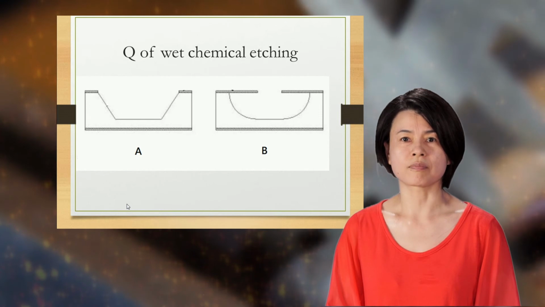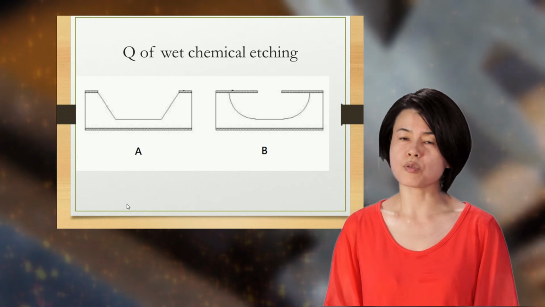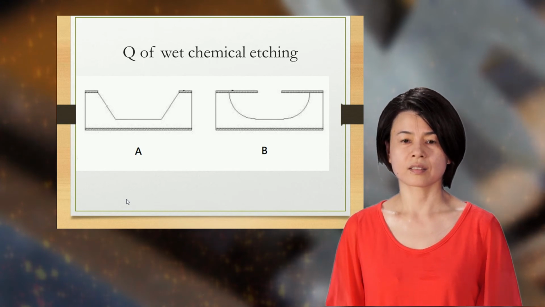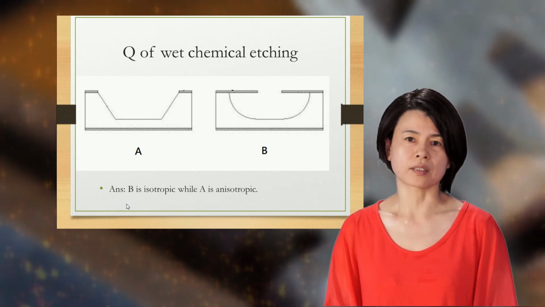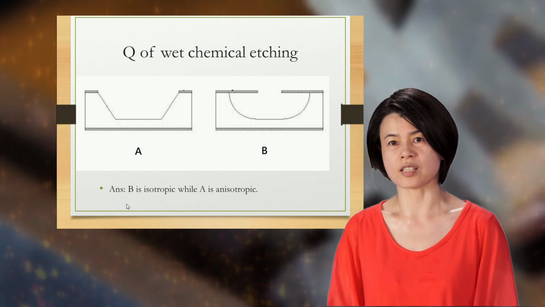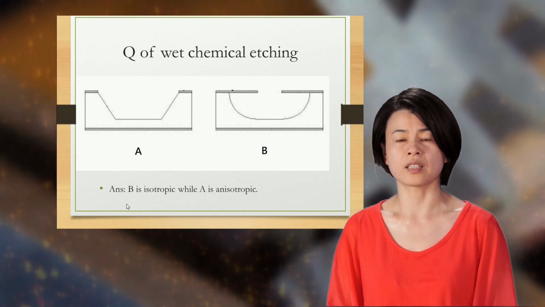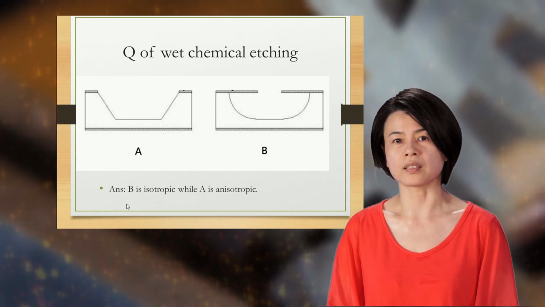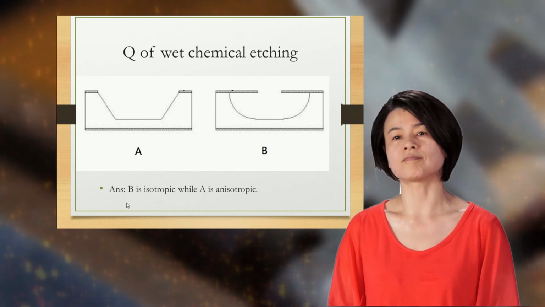Question for wet chemical etching. Here are two figures. Can you tell which one is isotropic and which one is anisotropic, A and B? Okay, the answer is B is isotropic, while A is anisotropic. Isotropic etching has the same etching rates in all directions as you see in figure B, while anisotropic etching has some slow etching crystal planes, as you may see in figure A. As a result, anisotropic etching has a beautiful surface plane with a typical crystal angle, while isotropic etching will form a smooth circular bottom.